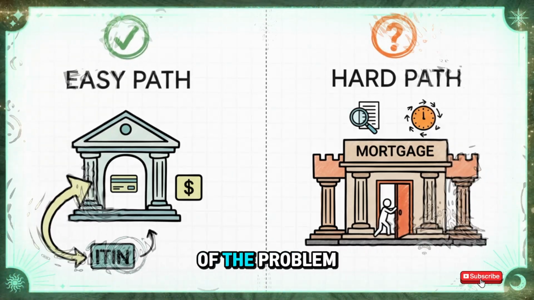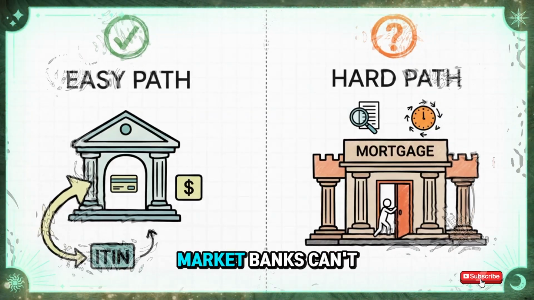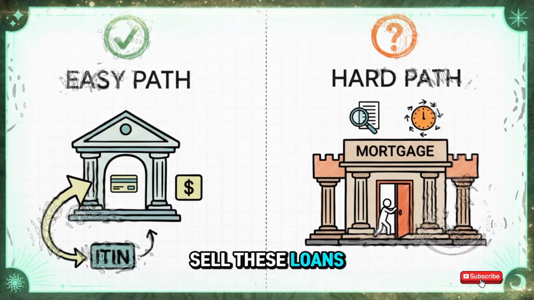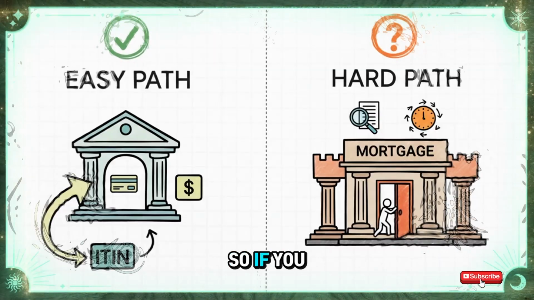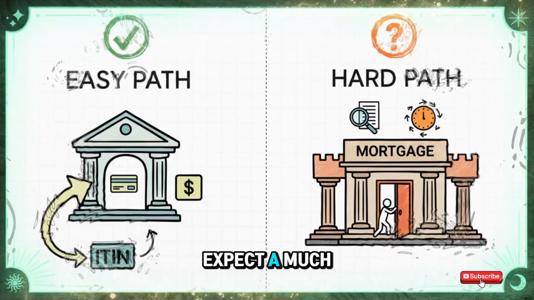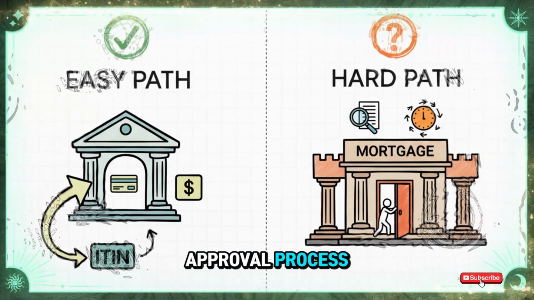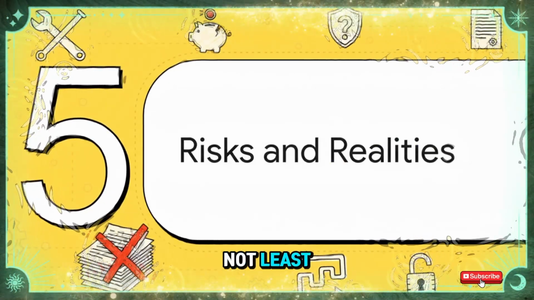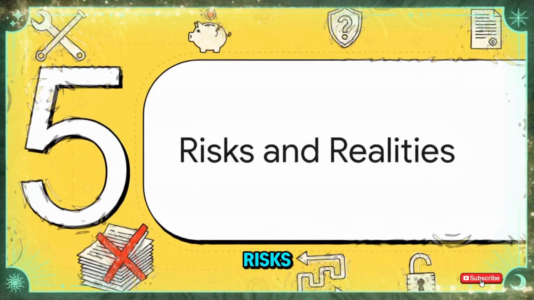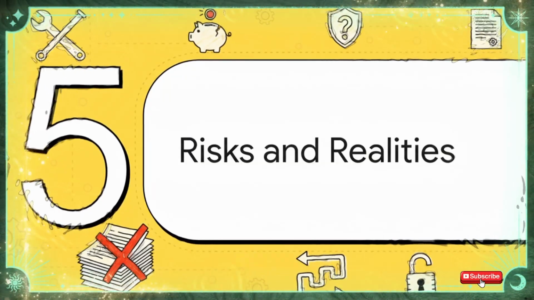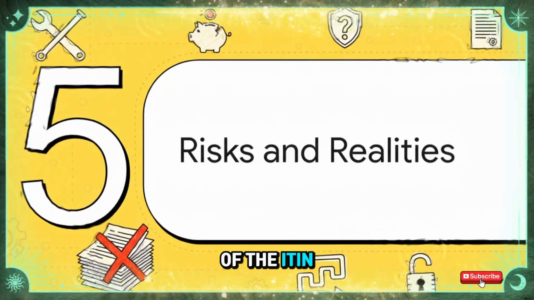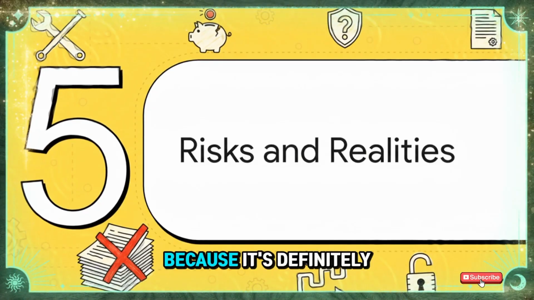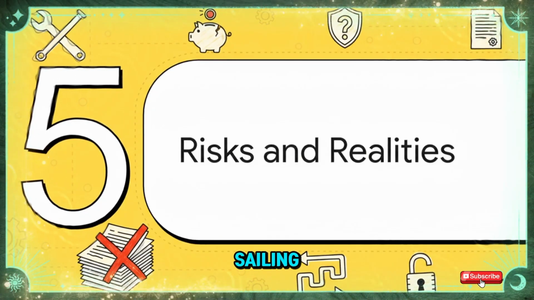A big part of the problem is the lack of a secondary market. Banks can't easily sell these loans off, which makes them nervous. So if you do find a lender, you should definitely expect a much longer, more intense approval process. Okay, last but not least, let's talk about the real-world risks and, let's be honest, the bureaucratic headaches of the ITIN program itself, because it's definitely not all smooth sailing.